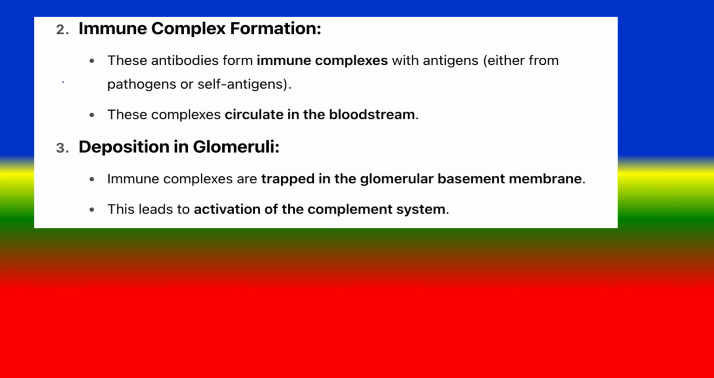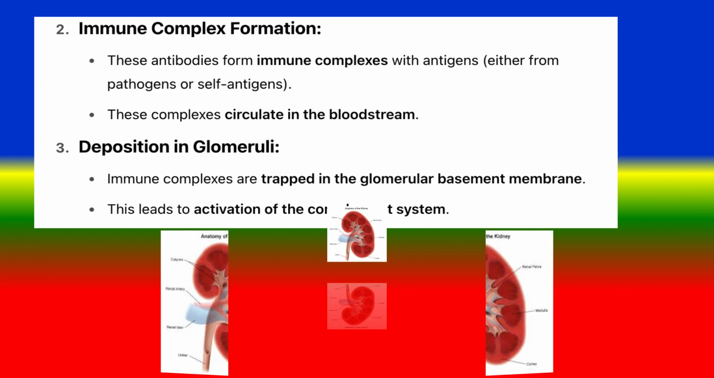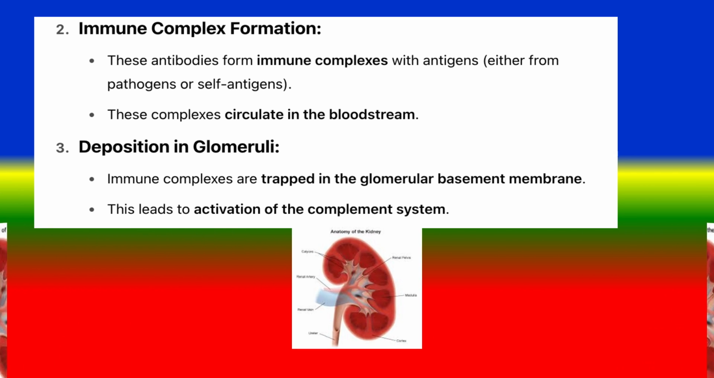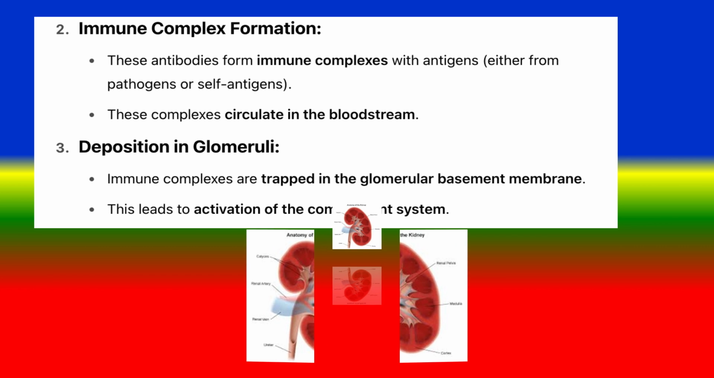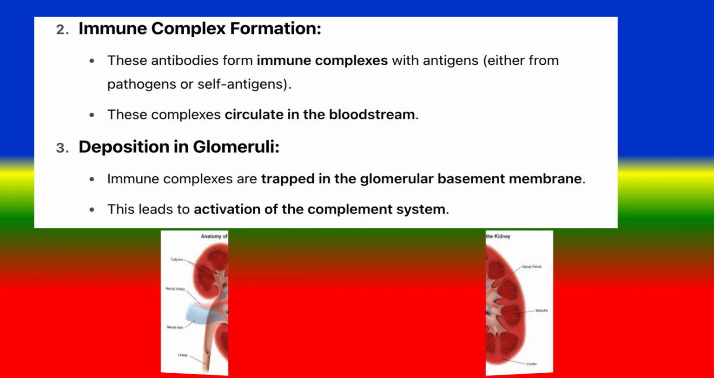2. Immune complex formation. These antibodies form immune complexes with antigens either from pathogens or self-antigens. These complexes circulate in the bloodstream. 3. Deposition in glomeruli. Immune complexes are trapped in the glomerular basement membrane. This leads to activation of the complement system.